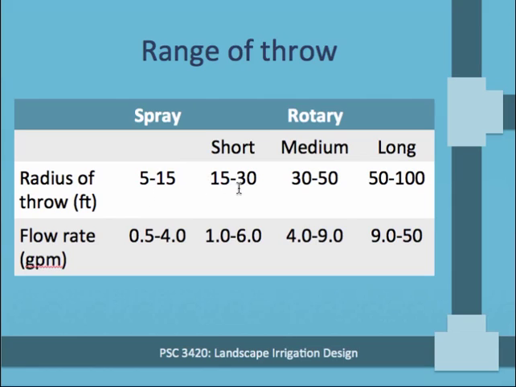the next step up from spray heads, which range in radius of throw from 15 to 30 feet. And then medium rotaries would be those that range in radius of throw from 30 to 50 feet. And then long range of throw would range from 50 to 100 feet with the associated increases in flow rate. Most residential and small commercial sprinklers are either short or medium range of throw, or perhaps spray heads as well.